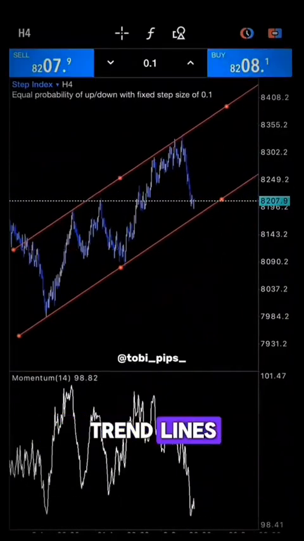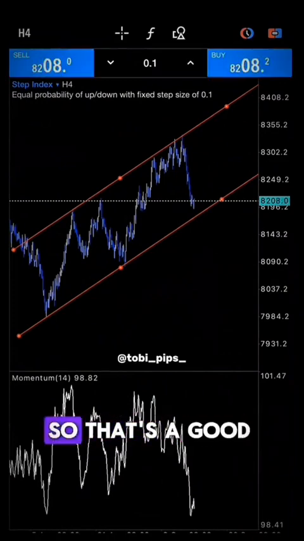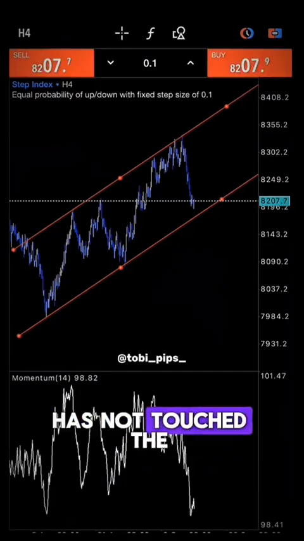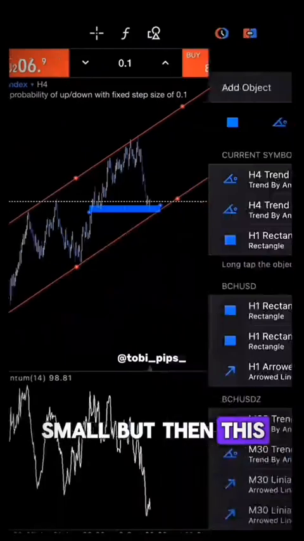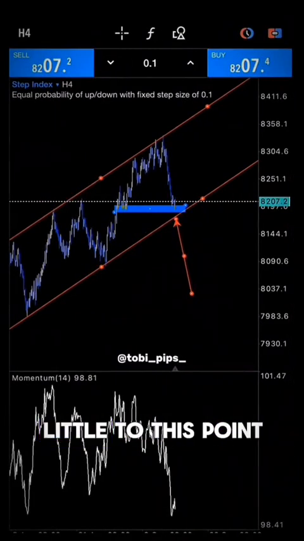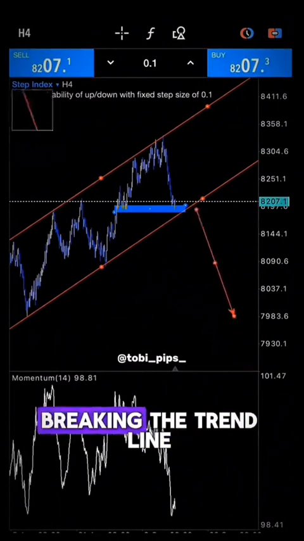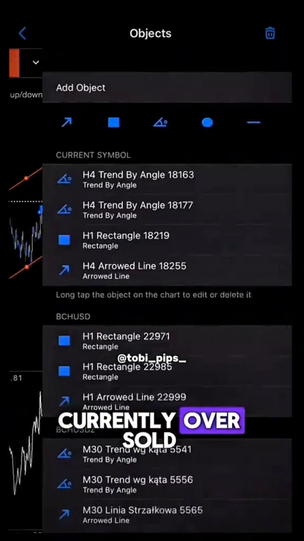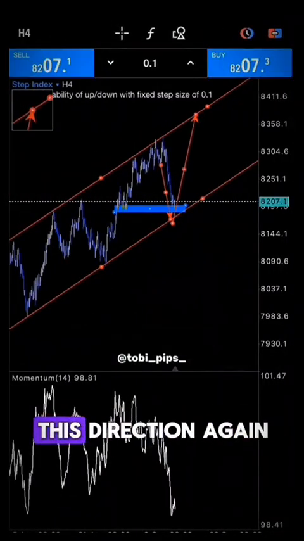I've drawn out my trend lines and I noticed the price has traded within the trend lines, so that's a good thing. When we look closely, we see the price has not touched the bottom trend line yet. The distance may look small, but then this is the 4-hour time frame, so I need price to move down a little to this point before reversing. Price may end up breaking the trend line, but that's highly unlikely because the market is currently oversold. So price should go down, then move upwards in this direction again.